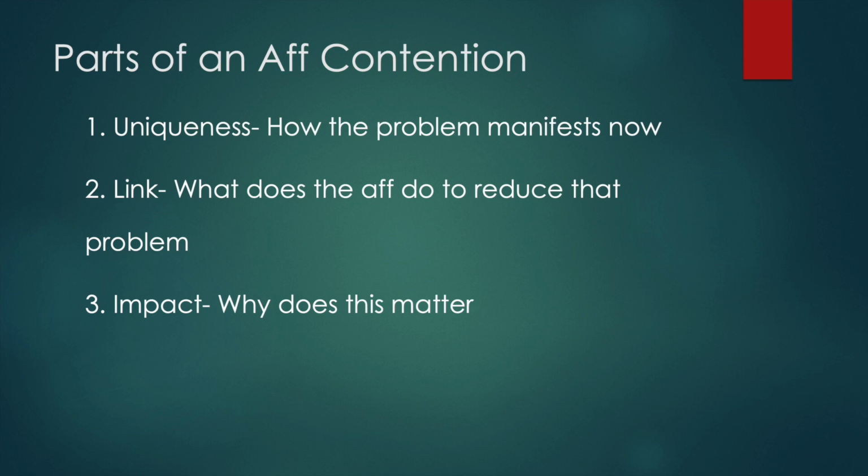So for instance, if the area that the contention focuses on is the economy, and the topic is nuclear power, the uniqueness would be the economy is struggling right now. The link would be implementing nuclear power increases job opportunities and grows the economy. And the impact would be growing the economy lifts people out of poverty and reduces suffering. So these are basically steps to tell a complete, coherent story and construct a clear argument regarding a certain topic area.